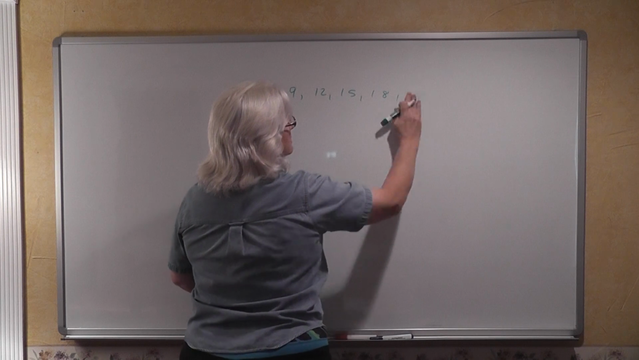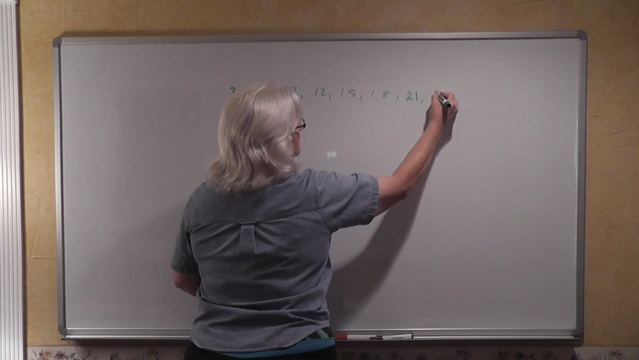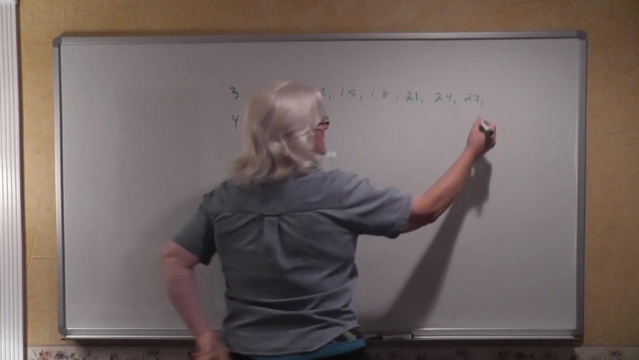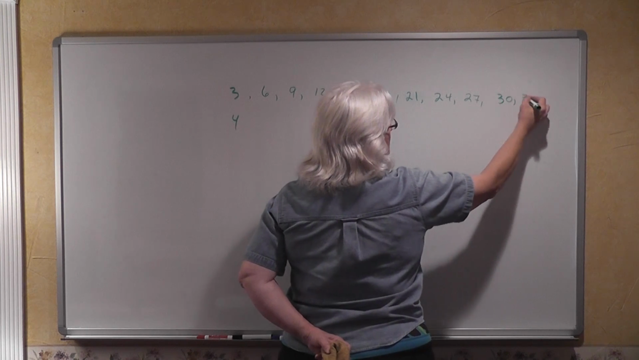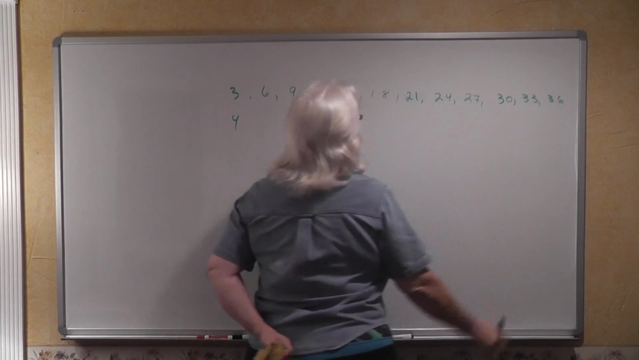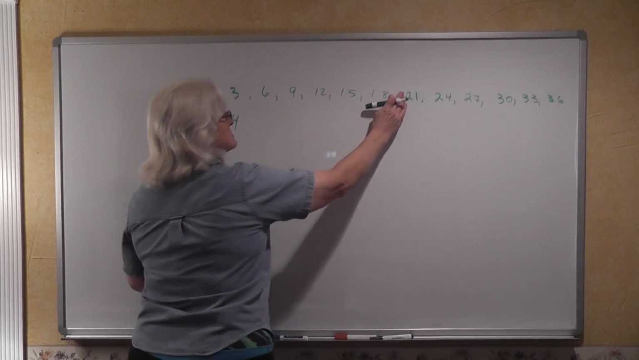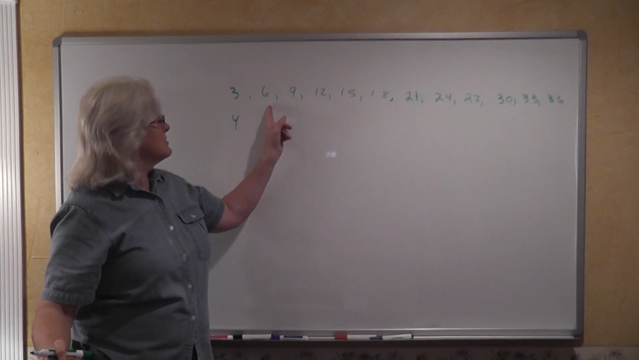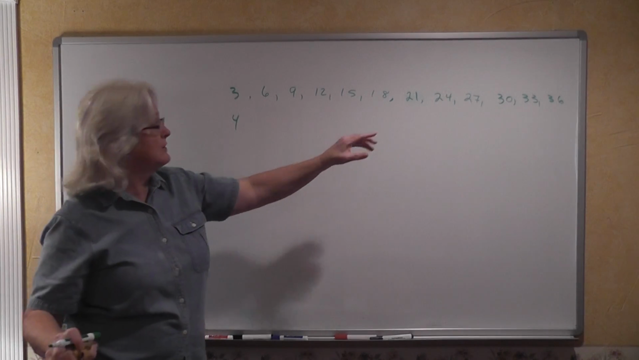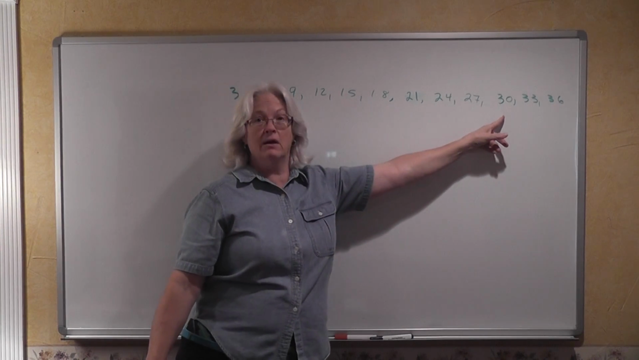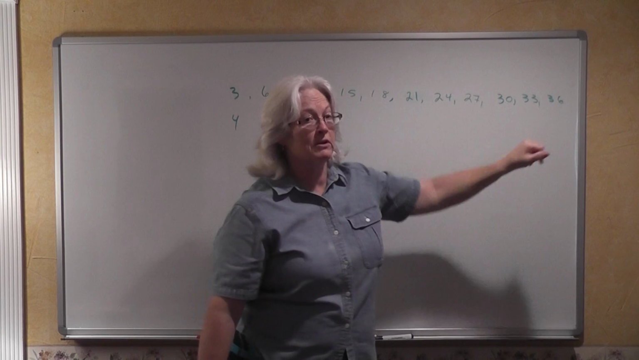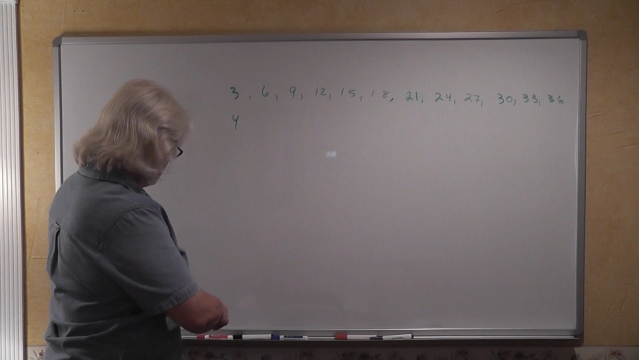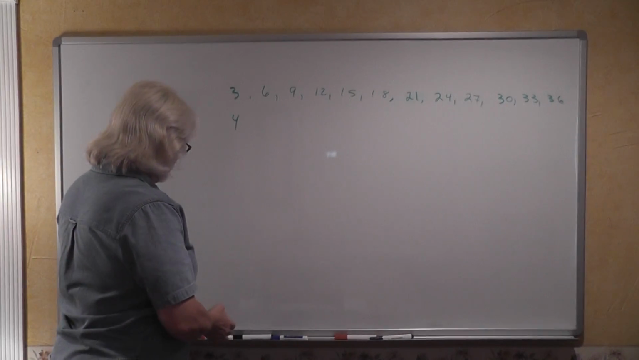21, 24, 27, 30, 33, and 36. These would be the first 12 multiples of 3. 3 times 10 is 30, 3 times 12 is 36. So let's do the same thing for our 4s here and write the multiples of 4.